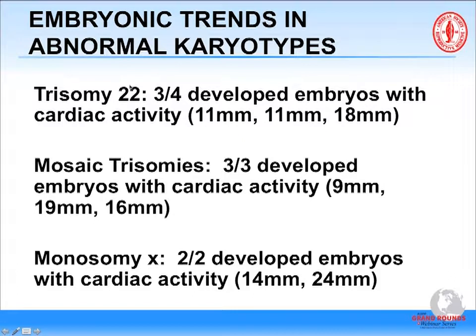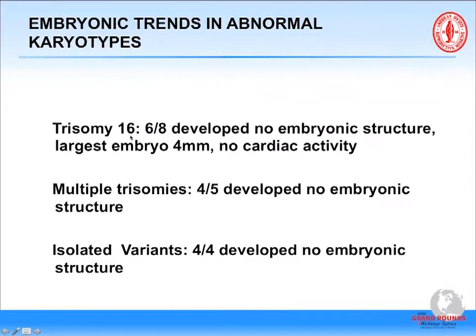There were some trends. Trisomy 22, the mosaics, monosomy X, tend to develop pretty far. Embryos of 11, 11, 18, 9, 24, 14 millimeters with cardiac activity before they demised. Whereas trisomy 16, the multiple trisomies, the isolated variants, virtually never developed embryonic structures or cardiac activity.